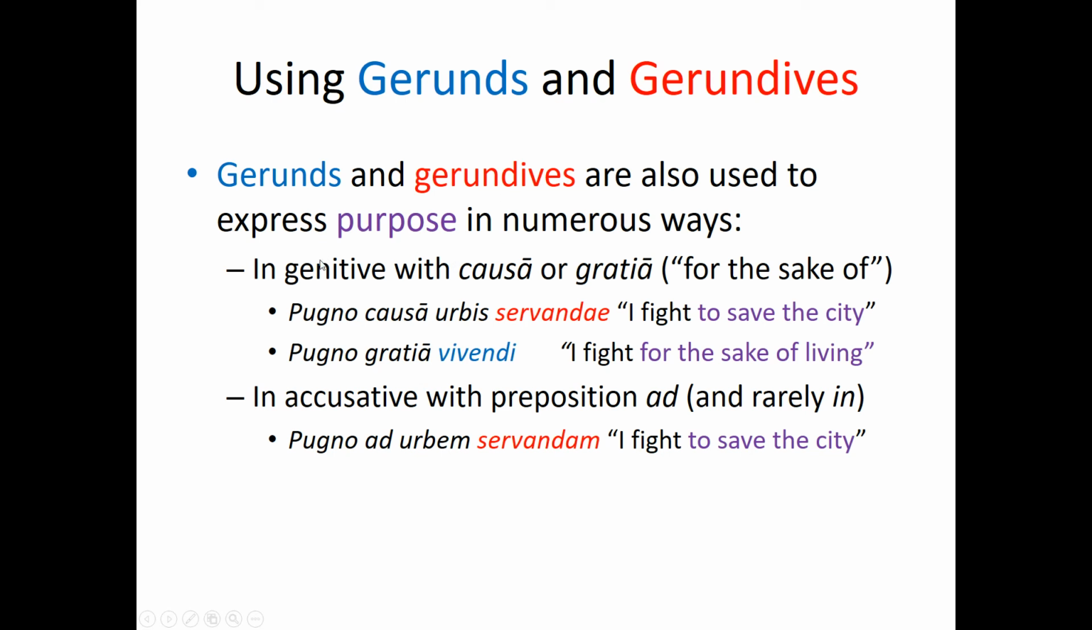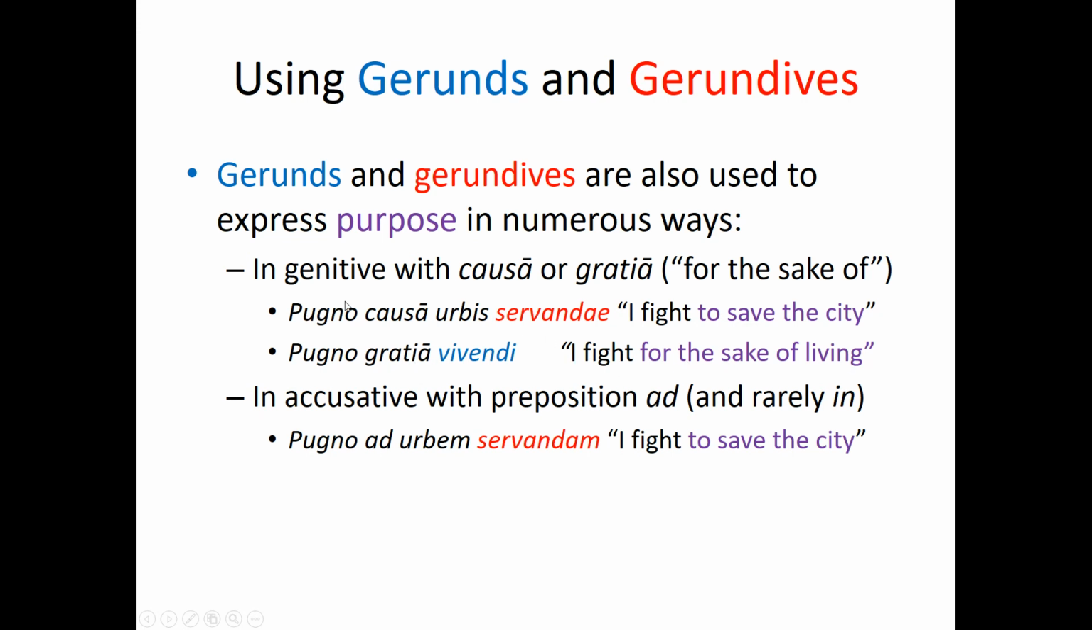Okay? So the way that the Romans would do this is they would write a sentence and then they would use either the word causa or gratia to mean something like for the sake of, okay? And they would still use the same expression, a noun, which now has a gerundive attached to it, okay? So I fight for the sake of the city going to be saved. Or I fight for the sake of living, okay? This is very easy to tell that it's purpose. I fight for the sake of living means I fight to live, okay?